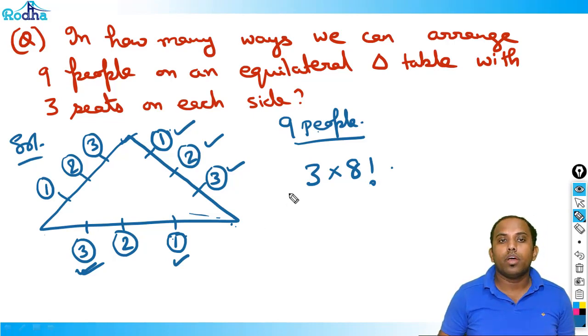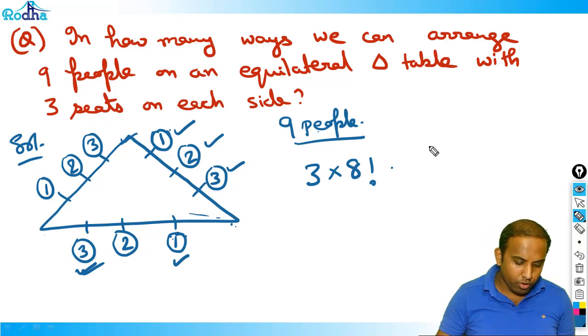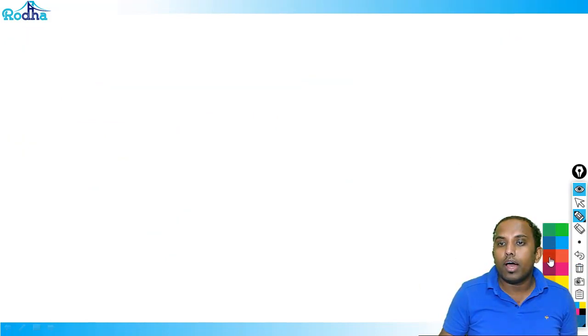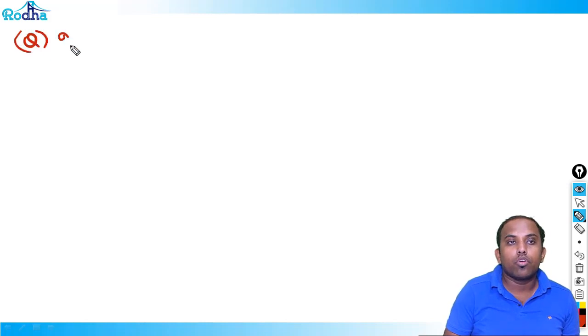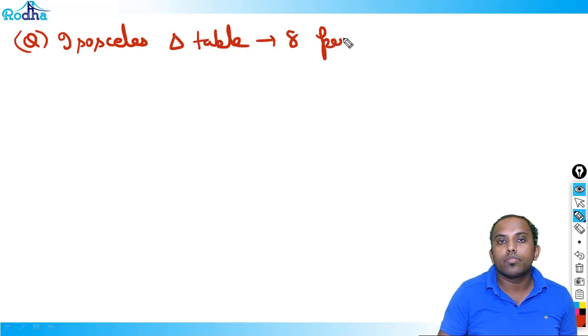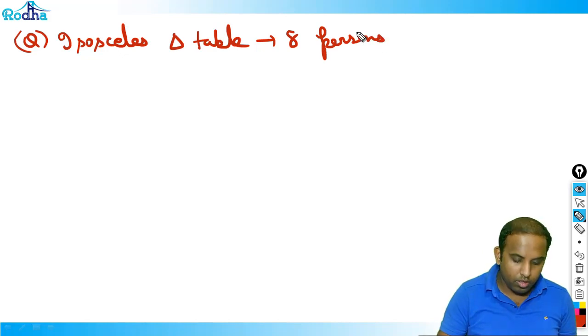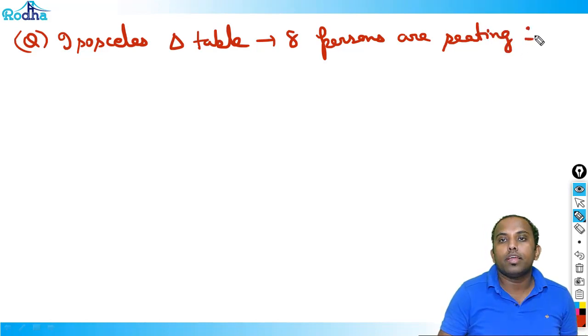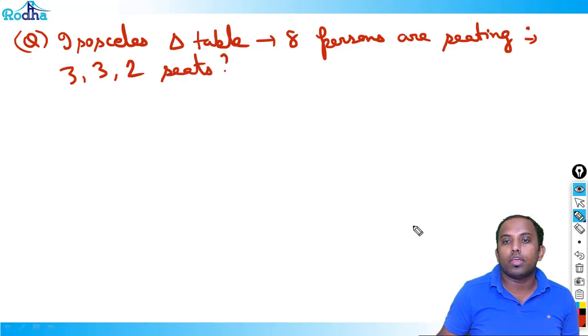It's correct, right? Now just change this question a bit, and let's solve it for an isosceles triangle. On the table, 8 persons are sitting, and the distribution is 3, 3 and 2 seats. That means 3 on each of the two equal sides, and 2 on the unequal side.